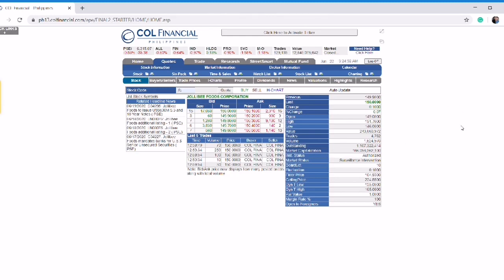So how will you know the price of this certain company or stocks? You just go in this tab and you will see the chart. So a chart will show you the movement of the price of the stocks.